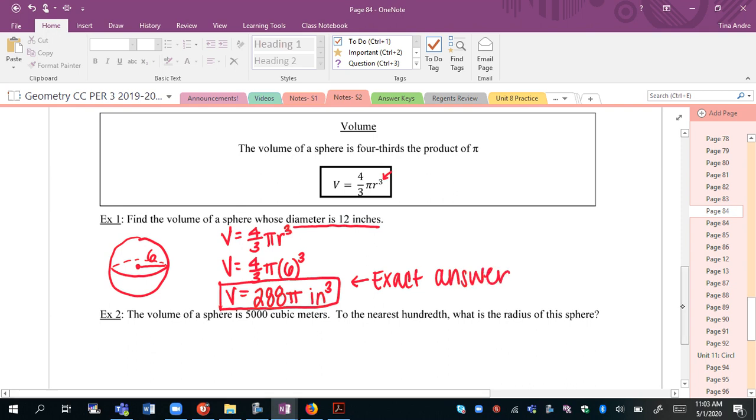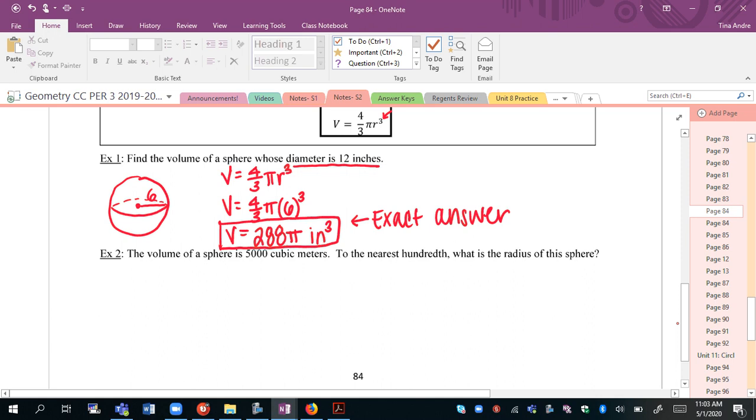For number 2, it says the volume of the sphere is 5,000 cubic meters. So now they're giving us the volume. We want to find, to the nearest hundredth, what is the radius. So now we're trying to find the radius. So for this one, we know that the volume of the sphere is equal to 5,000 meters cubed, and I don't know what the radius is. So that's what I'm going to find.